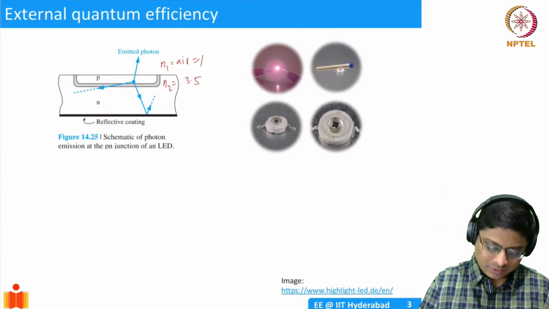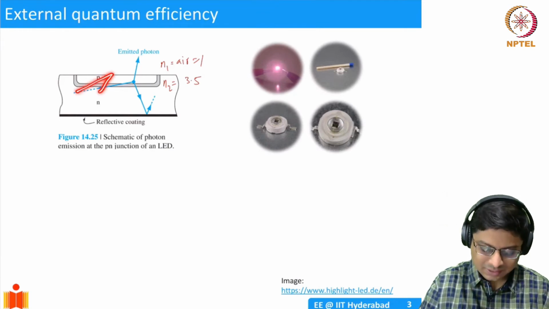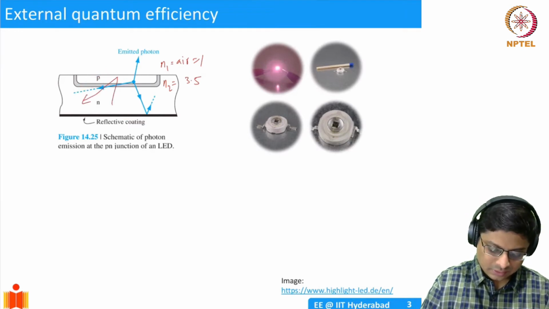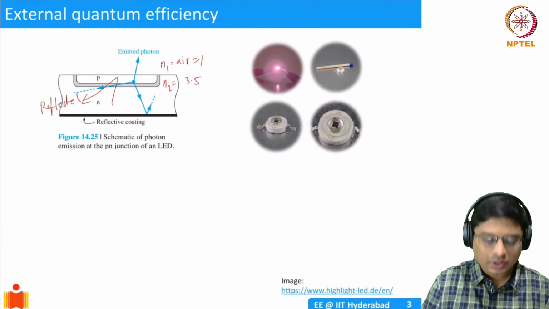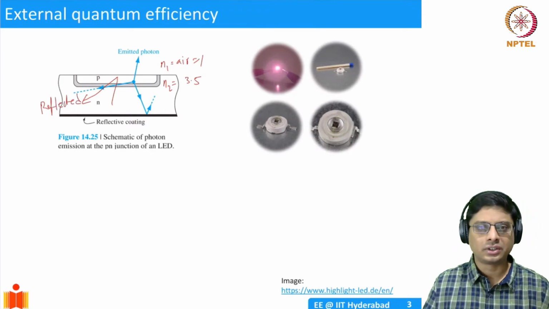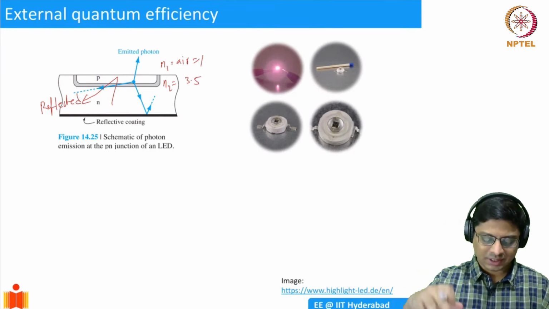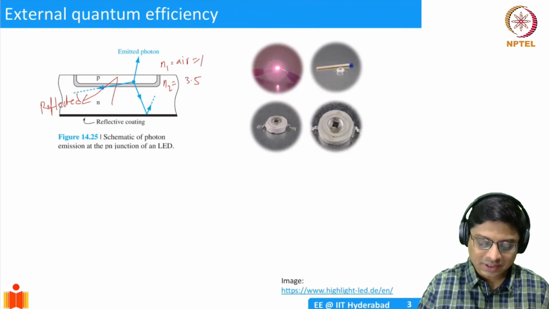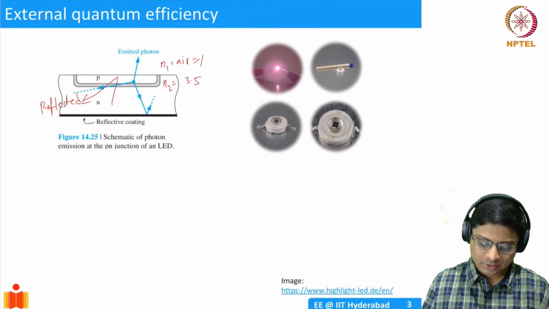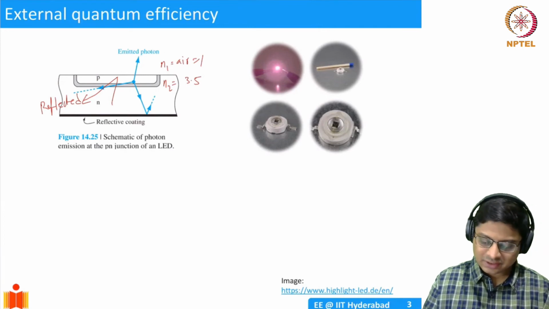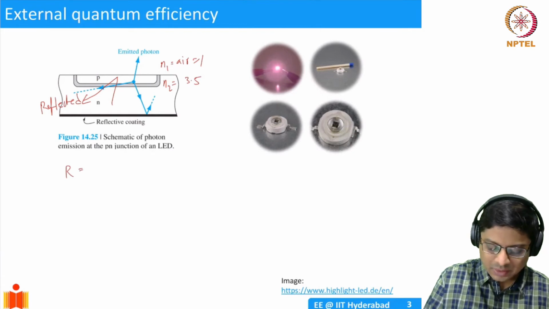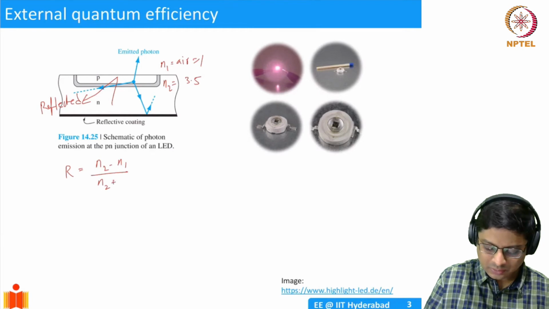Some of the photons will simply hit the interface and come back, reflect. So this is basically going to be reflected. Reflected photons are going to be absorbed in the semiconductor, or they can go multiple cycles and then eventually get absorbed. So what is the reflection coefficient when you have this difference in refractive index? The difference in refractive index will lead to what is known as Fresnel's reflection coefficient. So R is simply given by (N2 minus N1) divided by (N2 plus N1), whole square.